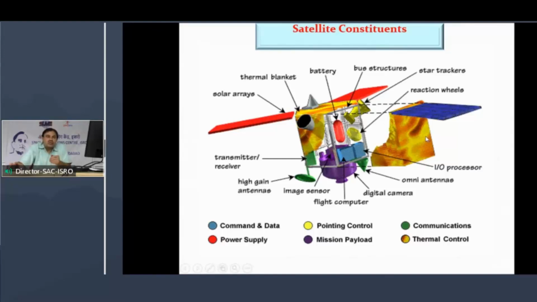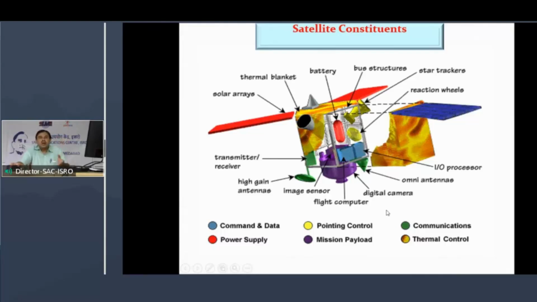All these satellites, or the satellites which are going to Moon or Mars, will contain more or less similar type of resources like batteries. There is a bus structure, there are sensors which will give you the information about the location of the spacecraft. All these things are common, whether you are launching an interplanetary satellite or a communication satellite or a navigation satellite. So command and data, pointing control, communication channels, thermal control, payload control, power supply for all these elements. Everything is common that is required for any satellite.